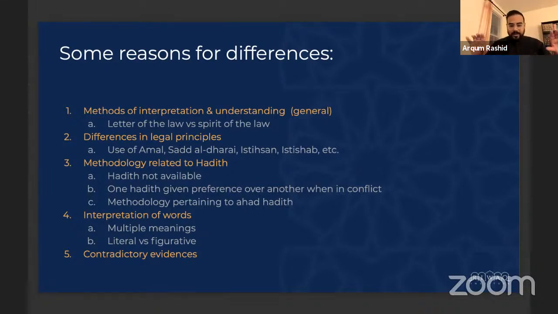So simply based off of the fact that there are different tools or sources that are being used by these schools, you will have different outcomes. That's pretty much an obvious statement when you ponder and reflect over the differences that we went through last time, or the different sources that we went through last time. Same thing with the use of amal, right? The amal of Ahl Medina, the actions of the people of Medina, if I am employing that as a tool of extracting Islamic law, right, that if a hadith contradicts the amal, then I prefer the amal, right?